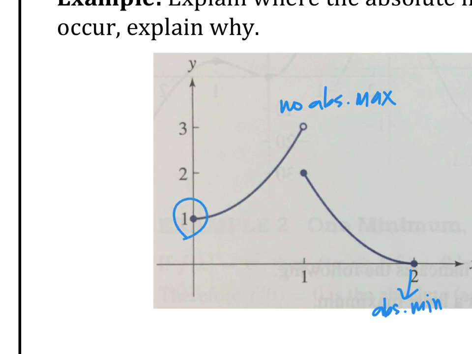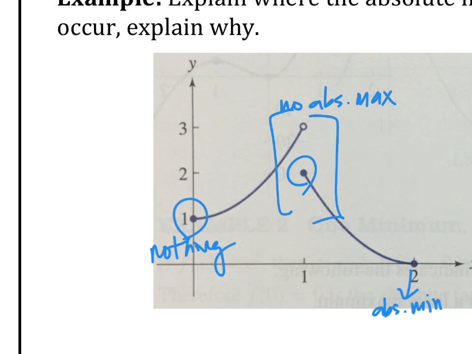What is this one then? Nothing. Remember, if it's an endpoint, the only thing it can qualify for is the absolute something. This is neither the absolute highest nor the absolute lowest, so this one qualifies for nothing. Then what about this one? This one is also nothing because around its neighborhood, it is not the highest or the lowest, so that is also nothing here.